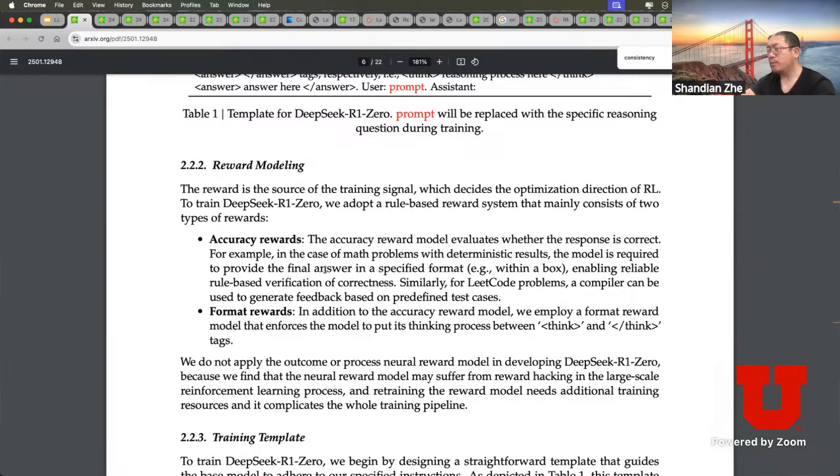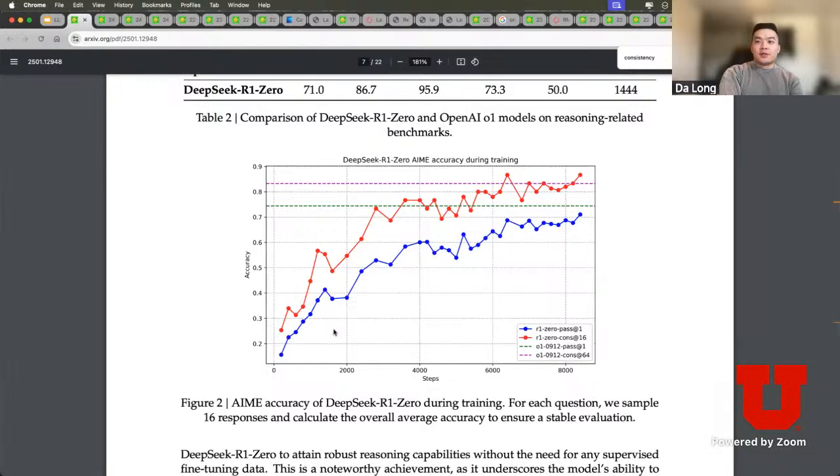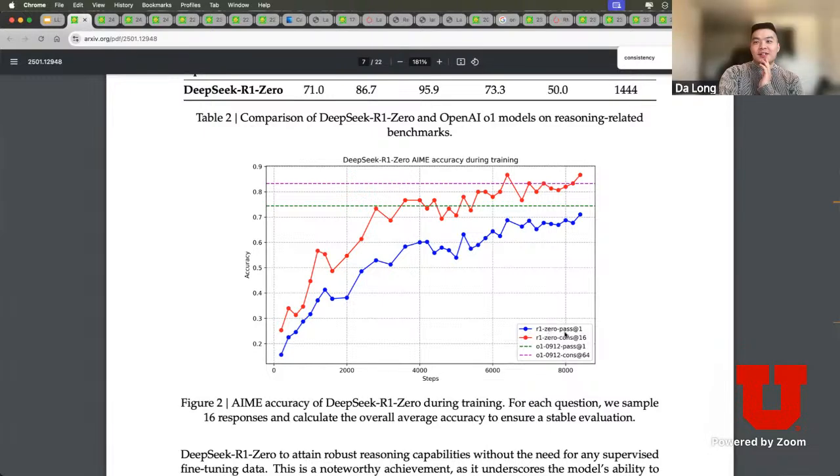And also, what does the blue curve mean? In the figure, it showed a comparison. What does the blue curve and the red curve mean? These two curves are both their model, and those two lines are the O1. This is the performance of the O1, and it means that over the 18,000 steps, their model is comparable to the O1. The red line and the blue line show R1-Zero pass@1. What do 1 and 16 mean? I don't know. Maybe it's some metric for the math problems.